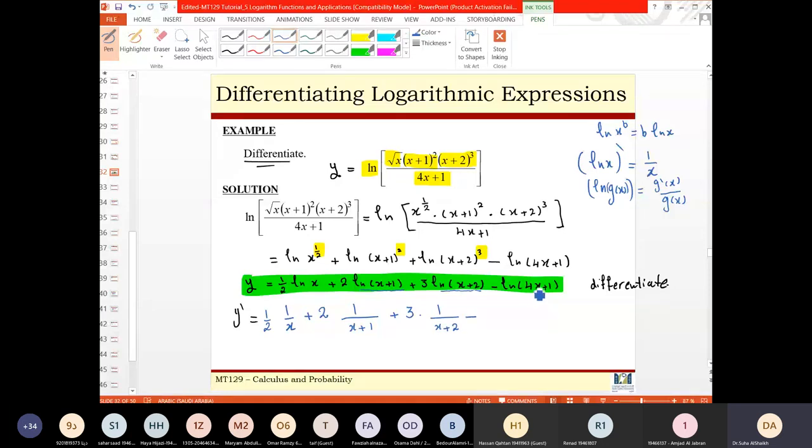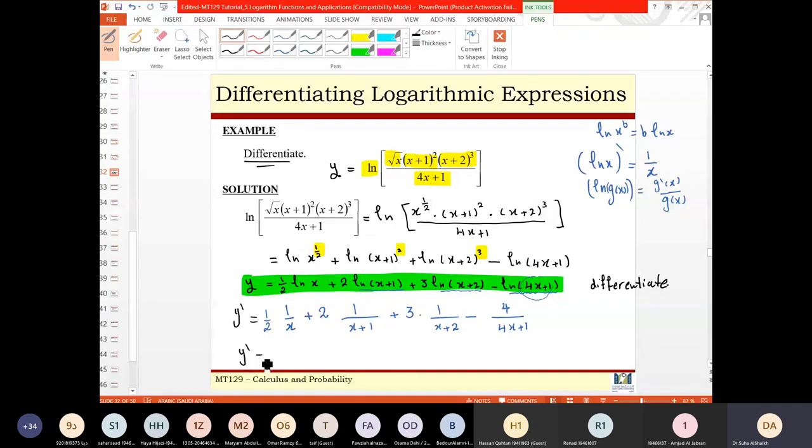Minus, what's the derivative of ln of (4x plus 1)? It is 1 over (4x plus 1), and the top should be the derivative of 4x plus 1, which is 4. Excellent Tala. It is 4 over (4x plus 1). Be careful. It is 4 because it is the derivative of the function inside. The function inside has 4x plus 1. So it's 4 over (4x plus 1). And we are done. This is our derivative.